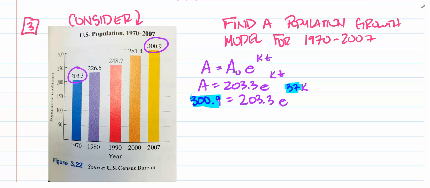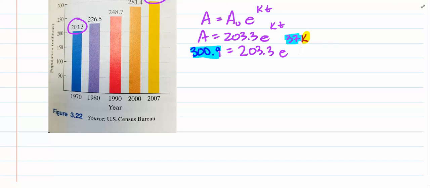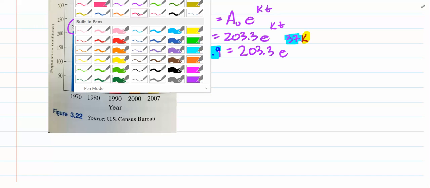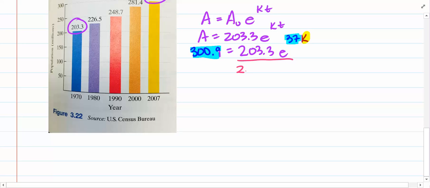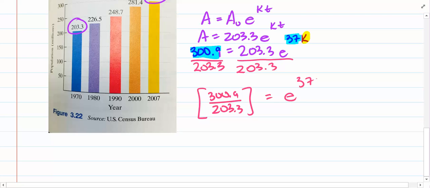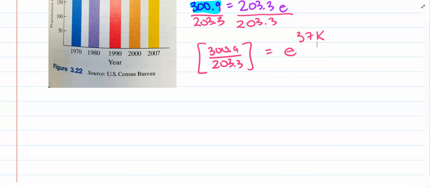So my goal, ladies and gentlemen, is to solve for k and then rewrite the model with 203.3 in it. This is where we get good at using what we know in terms of solving log equations. So right away, what can I do? What do you see that I could do? Well, I could divide out 203.3 from both sides. This gives me 300.9 over 203.3 is now equal to e to 37k. And I'm going to leave that number just like that while I do this. What can I do now? What did we do in our homework yesterday?